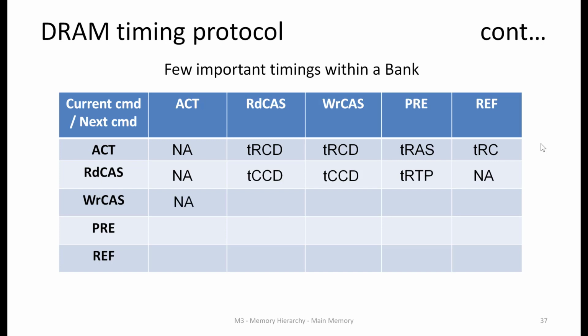We can't send an activate after a write cache. We need to wait for TWTR to send a read cache after a write cache. Two write caches need to be apart by TCCD cycles. We need to wait for TWR time to send a precharge after a write cache, and we can't send a refresh command after a write cache to the bank.